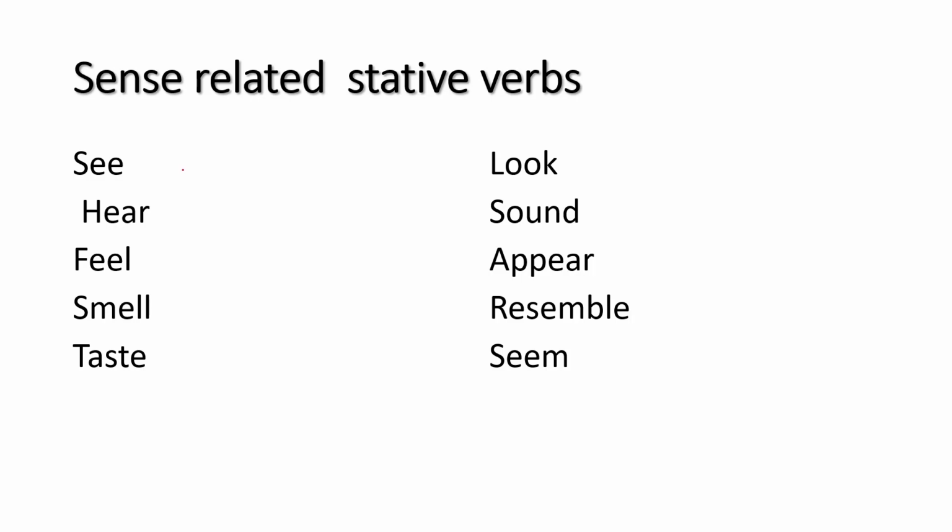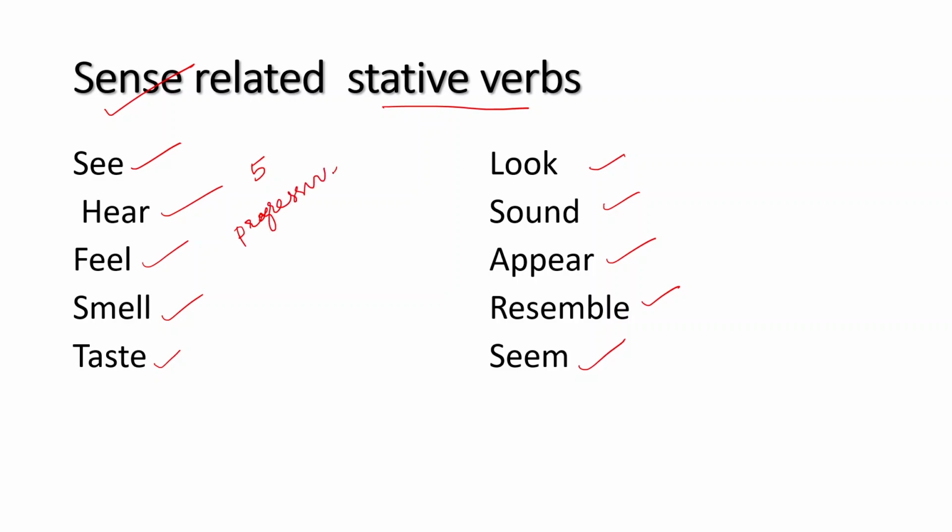Now let us check the stative words related with our sense related stative verbs. Verbs like see, hear, feel, smell, taste, look, sound, appear, resemble, seem. These are sense related stative verbs, the 5 senses of living beings. When we use these sense related words, we don't use the progressive form. For example, I see you. We can't say I am seeing you. I see you. That is the exact usage of see.